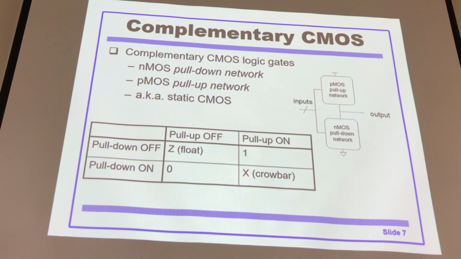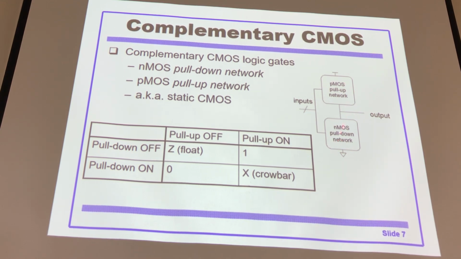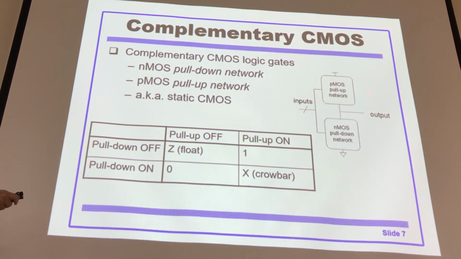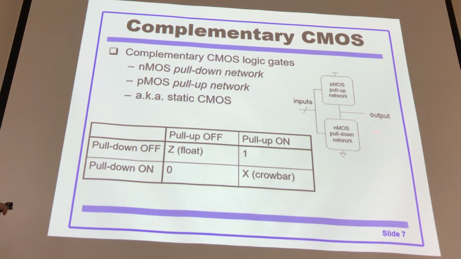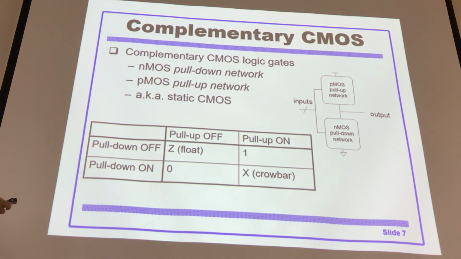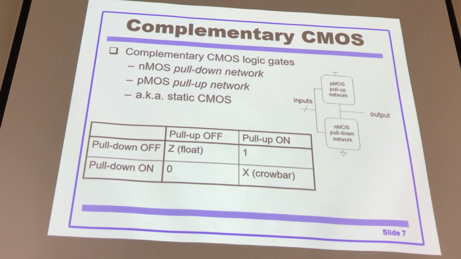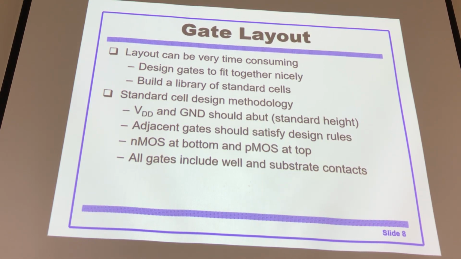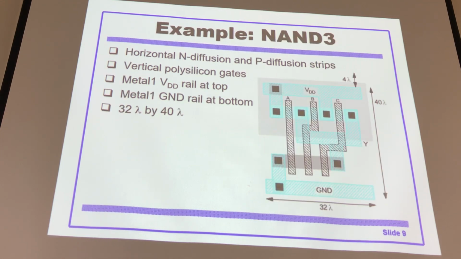You can also have an unknown value, or crowbar, meaning both networks are on and they compete with each other. One is trying to pull up to 1, the other is trying to pull down to 0, so 0 and 1 signals conflict at the output. That should not be allowed, for static CMOS. Okay, I'm going to skip the pages we have already covered.